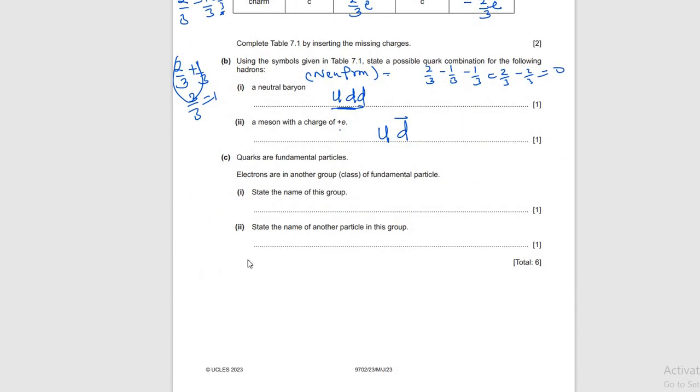The next one. Quarks are fundamental particles. Electrons are in another class of fundamental particles. State the name of this group. It's called leptons. State the name of another particle in this group. Leptons go with antineutrino. Antineutrino or positron. That's it.